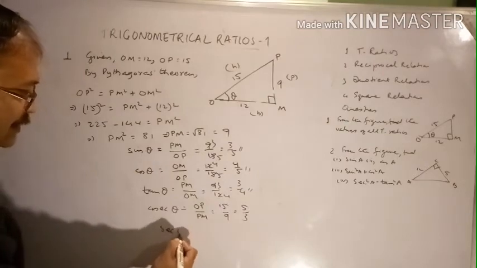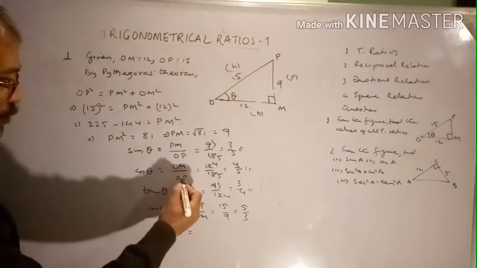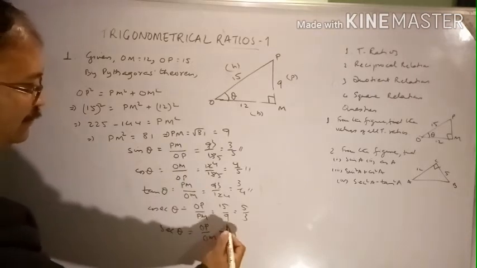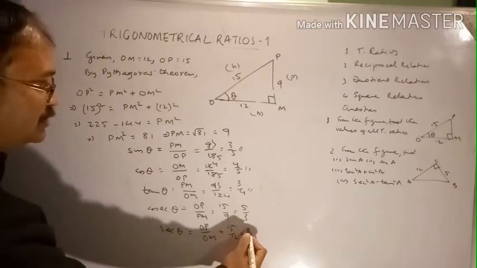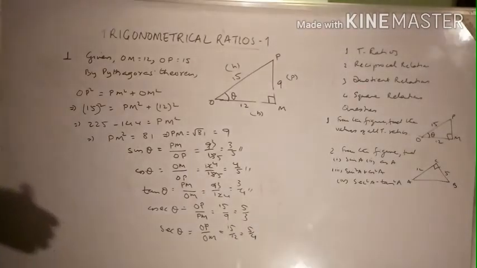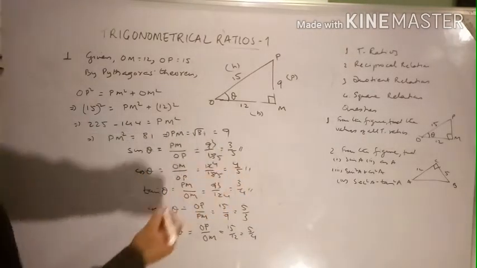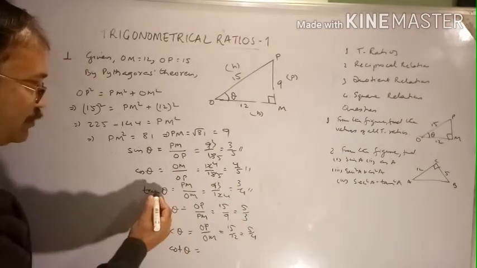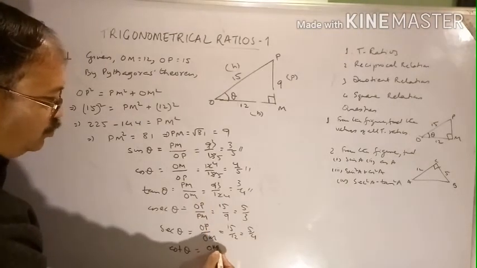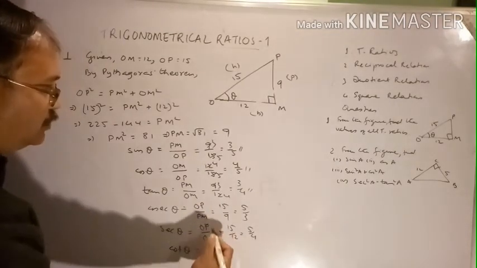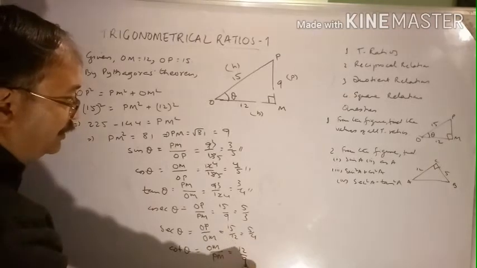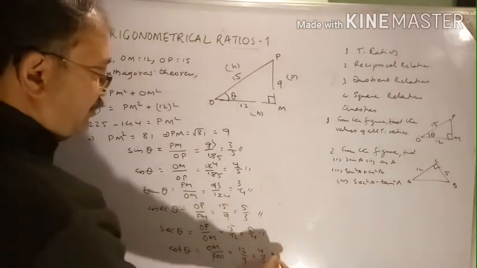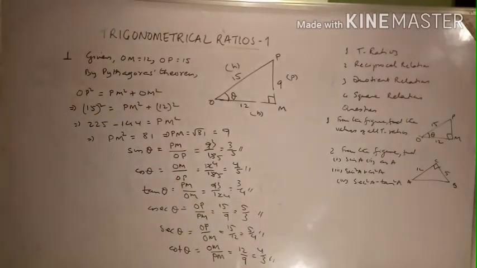Similarly, sec theta is the reciprocal of cos. So OM by OP becomes OP by OM. That is 15 by 12, so this is 5 by 4, cancelling by 3. Cos is 4 by 5, so sec is 5 by 4. Finally, cot theta. Cot is the reciprocal of tan. So PM by OM becomes OM by PM. So OM by PM will be 12 by 9, so it will be 4 by 3. So these are the 6 trigonometrical ratios. This is how we find the values.